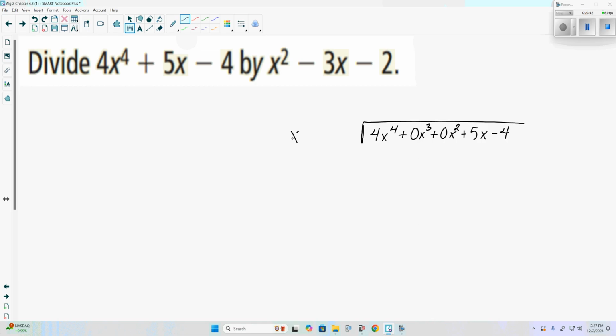Outside, we do have all of our terms, our x squared minus 3x minus 2. Questions on any of this so far? Now we need to see what times x squared gives us 4x to the fourth. What times x squared gives us 4x to the fourth?